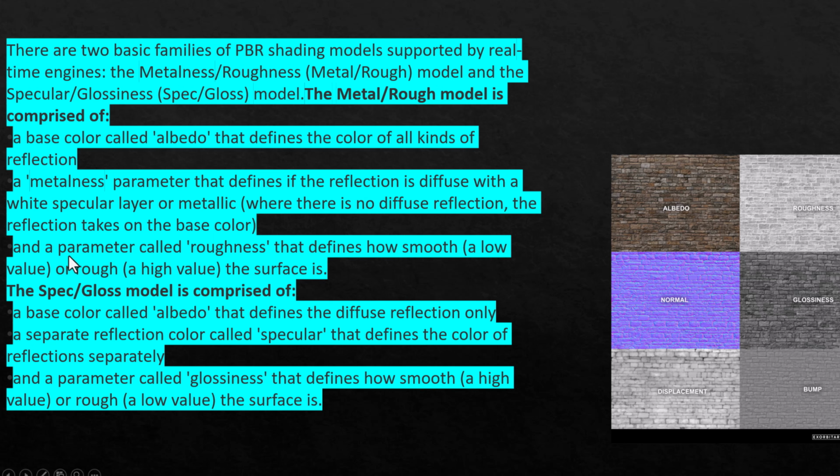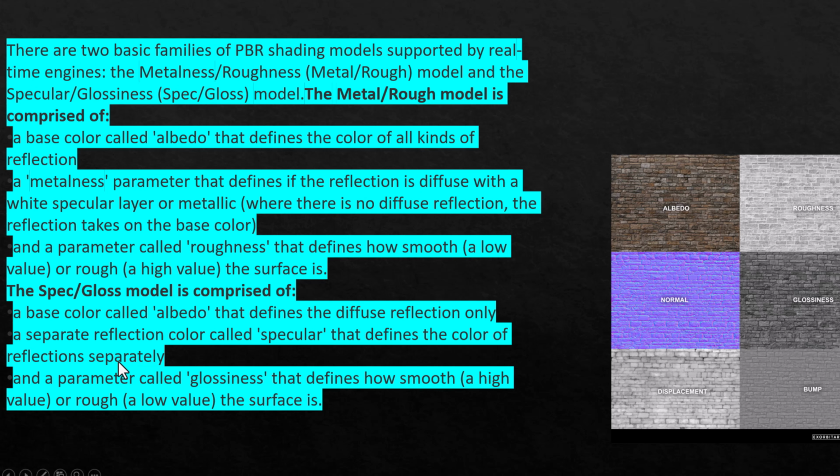The next thing is a parameter called roughness, which defines how smooth or rough the surface is. In simple words, you can use this to show roughness or smoothness. And next is the specular and gloss model. What is that? It is comprised of a base color called albedo that defines the diffuse reflection only, and a separate reflection color called specular that defines the color of reflections separately.